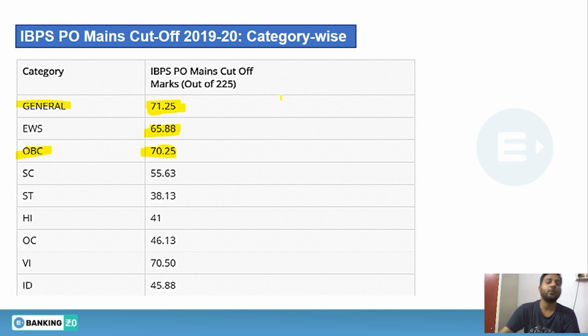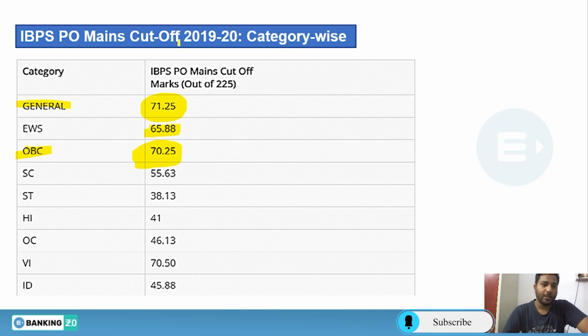As I've told you, once you have seen that prelims cutoff for OBC and general is same, it surely gives you an idea that mains cutoff will also be around the same. So look at this. Its mains cutoff for general category is 71.25, while for OBC, it is 70.25. So these two cutoffs are similar.